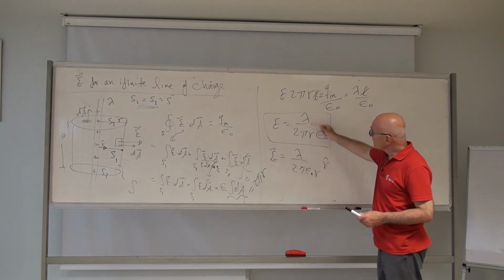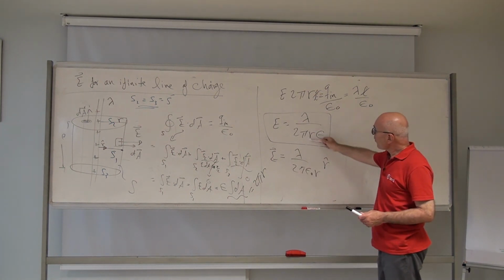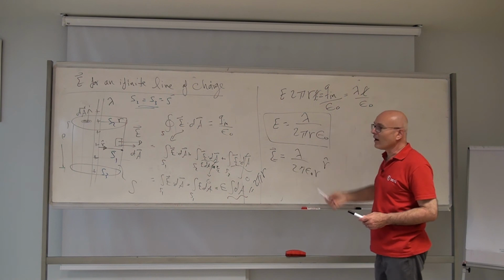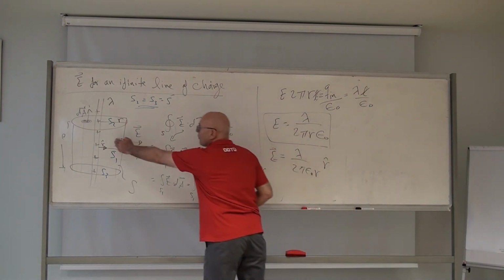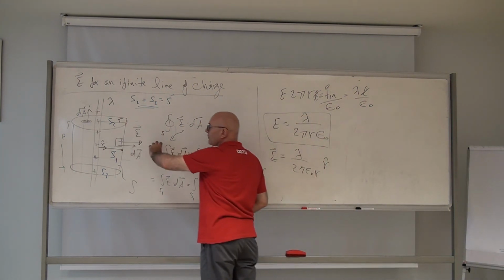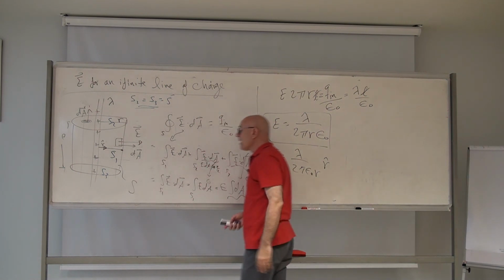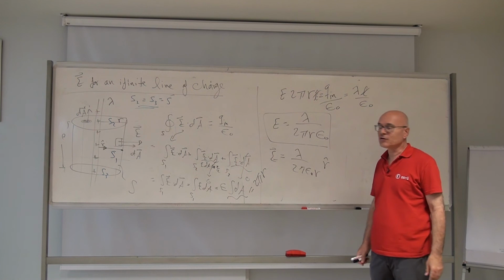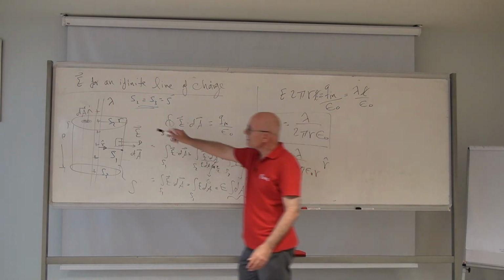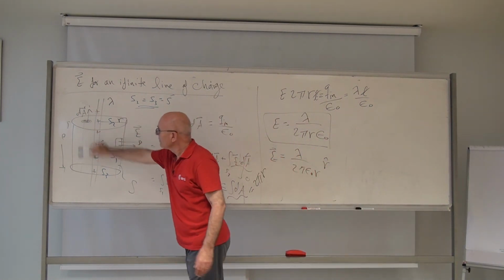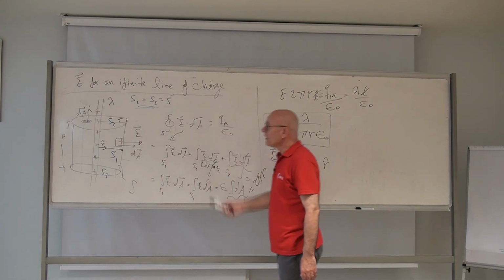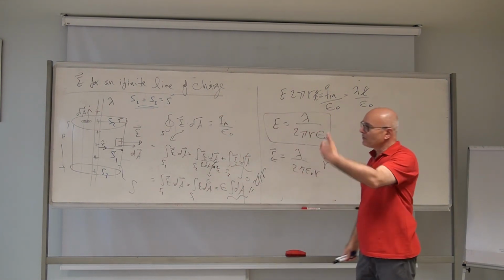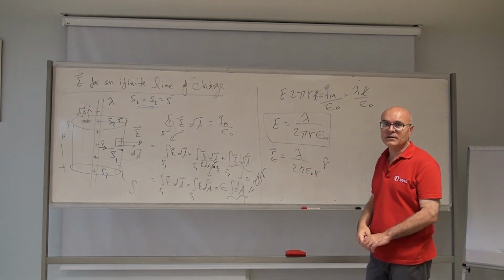Now, as you note here, the electric field drops as 1 over r. So as you go away from the line, the electric field becomes smaller, and this is the electric field of an infinite line of charge. At the same distance, it is uniform, and it is always perpendicular to the line of charge.